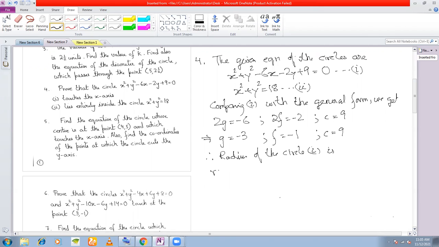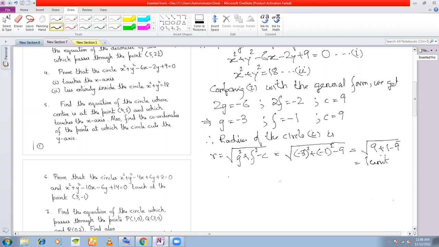is r is equal to root over of g square plus f square minus c, which is equal to root over of minus 3 square plus minus 1 square minus c. Okay, so this is root over of 9 plus 1 minus 9, which is equal to 1 unit. Right? So radius of the circle 1 is 1 unit. And what is the center of this circle?